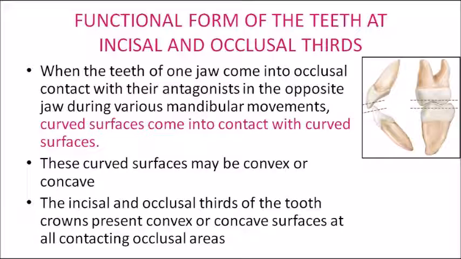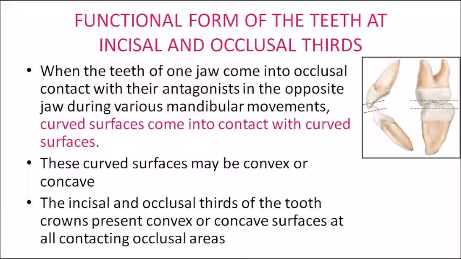So when the teeth of one jaw come into occlusal contact with their antagonist teeth during various mandibular movements, that is during various functional movements, it's not like one surface, or one tip or one cusp is contacting an opposing cusp. It was considered like that during the static occlusion period. Now when you are giving emphasis to dynamic occlusion, the teeth are actually contacting at surfaces. So the curved surface of a tooth on one arch is coming into contact with the curved surface of a tooth on the opposing arch. That is the kind of contact which happens during functional jaw movements.